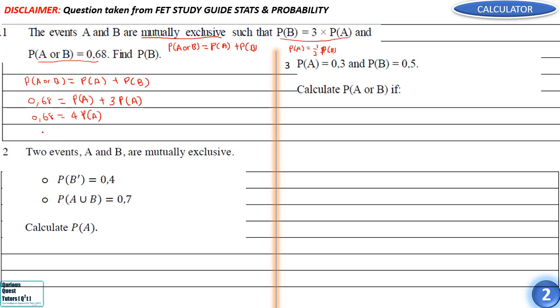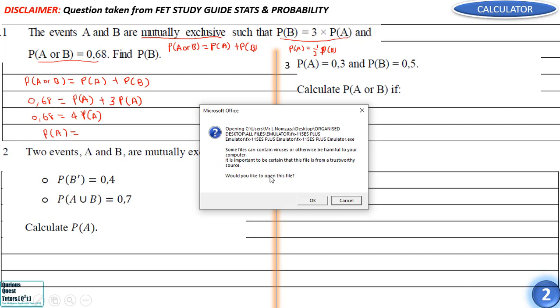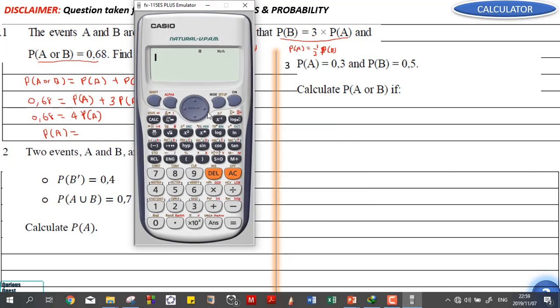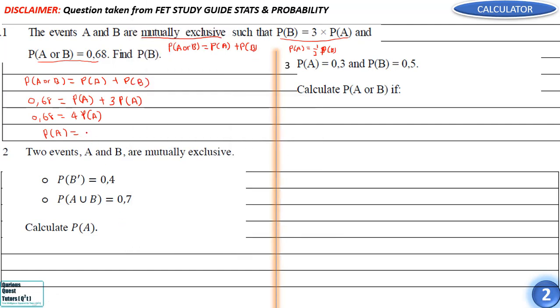Then if you want the single probability of A, we are forced to divide both sides by 4, which we will do using our calculator. We take 0.68 divided by 4 to find the probability of A, which is 17 over 100, which is 0.17. So we just found that this is 0.17.